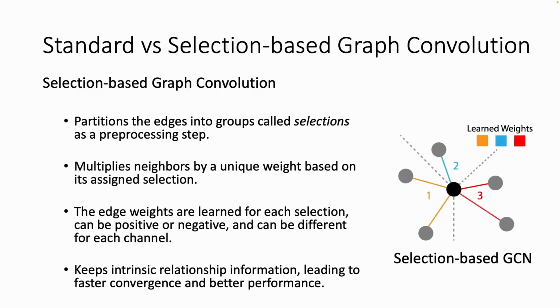In comparison, our approach does the following. It partitions the edges into groups called selections as a pre-processing step. Then it multiplies neighbors by a unique weight based on its assigned selection. In this case, the edge weights are learned for each selection, but in comparison to other approaches, they can be positive or negative and can be different for each channel. They're no longer fixed between 0 and 1. Overall, this structure keeps the intrinsic relationship information in the edges themselves, leading to faster convergence and better performance.